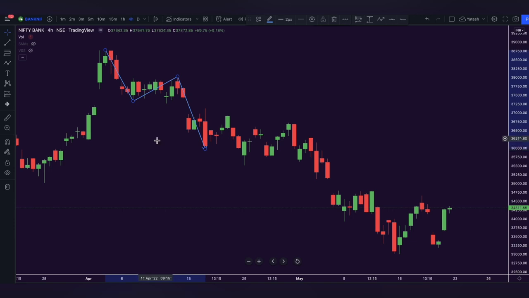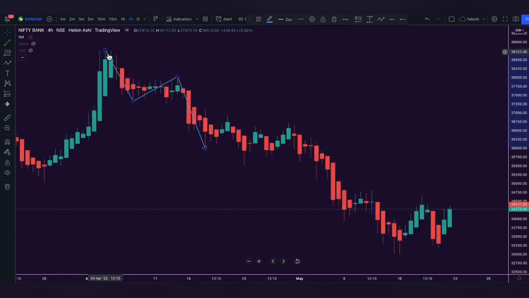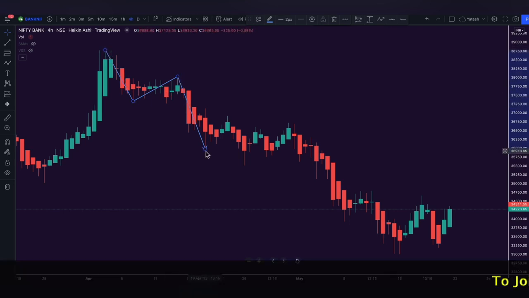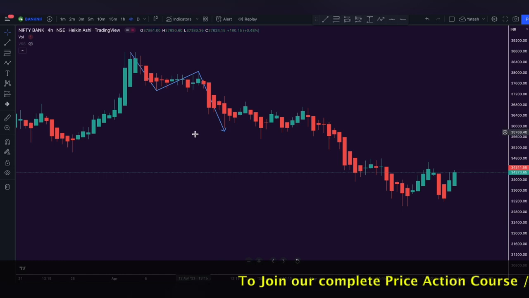Now if you are a beginner and you're finding it difficult to identify a trend using the traditional candlestick, you just go here, choose Heikin Ashi. Now you can easily identify the trend, high, low, this is a lower high and this is the lower low. Now once we identify the trend on a higher time frame like the 4-hour time frame, we need to switch to a lower time frame. But before that, there are some important things I have to tell you.